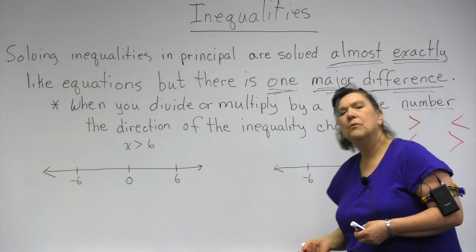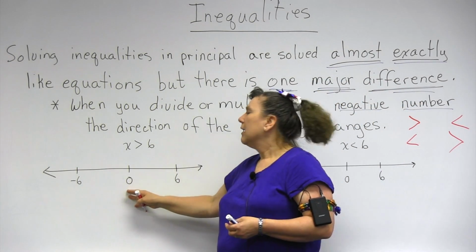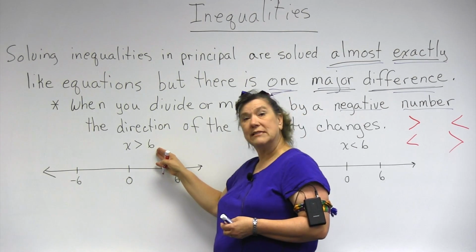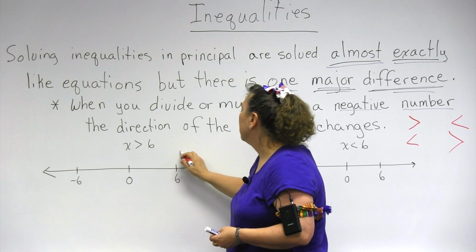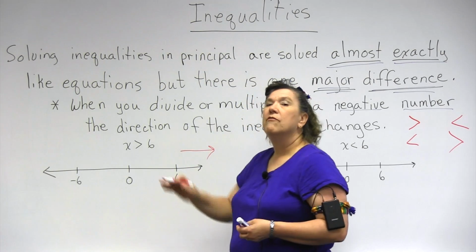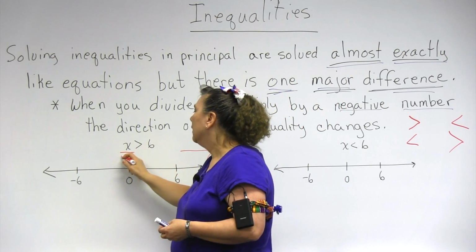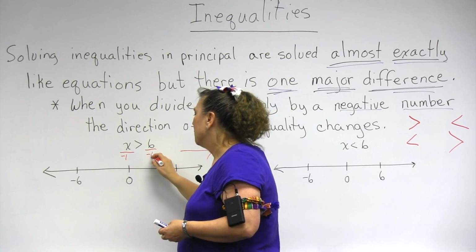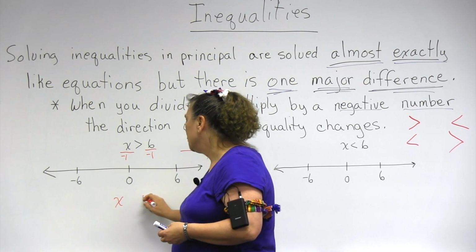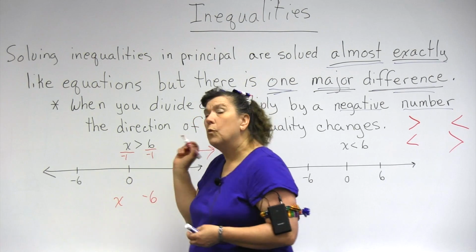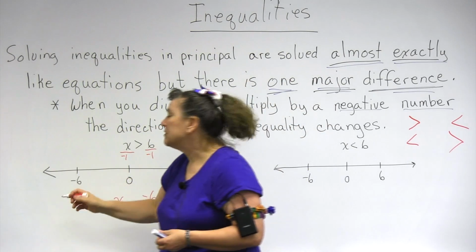Why is this? Well, let's look at our number line. In our number line, we have 0. And if I say x is greater than 6, that means as I get greater than 6, I'm moving away from 0, farther away from 0. But if I divide by a -1, for example, then I'm going to have x in relationship to a -6. But which direction makes that move farther from 0?